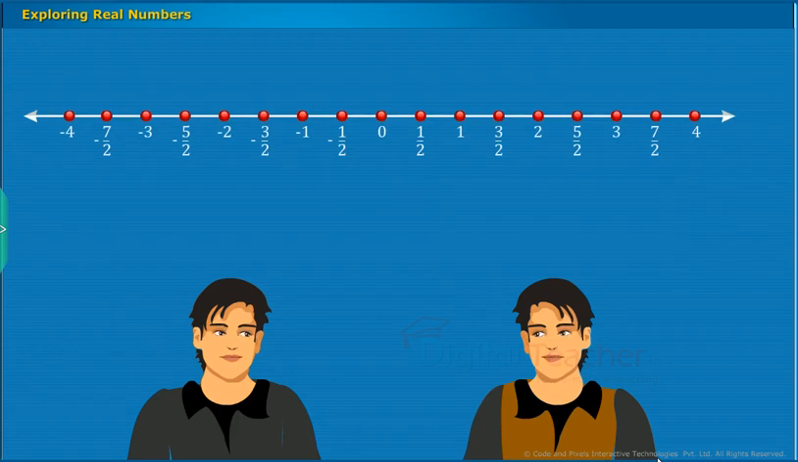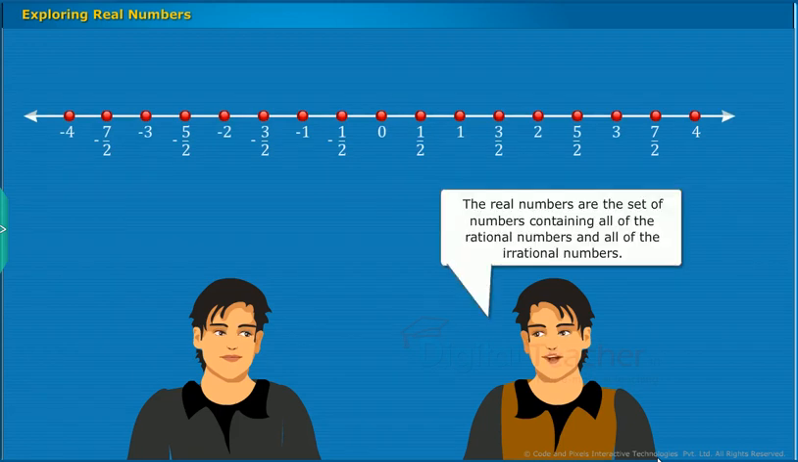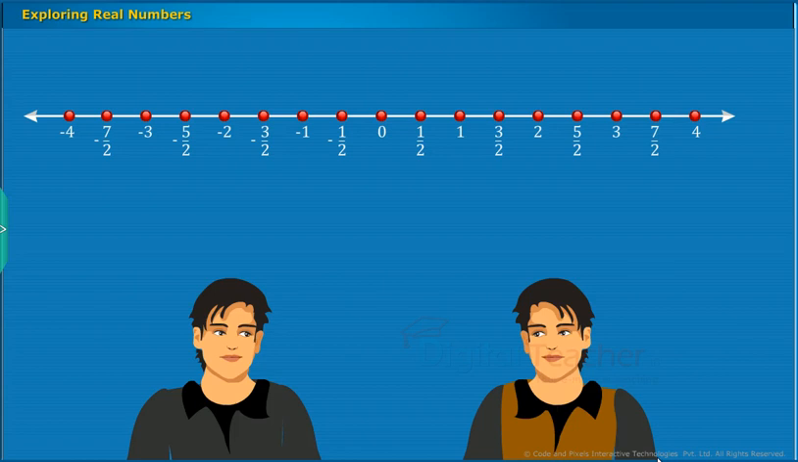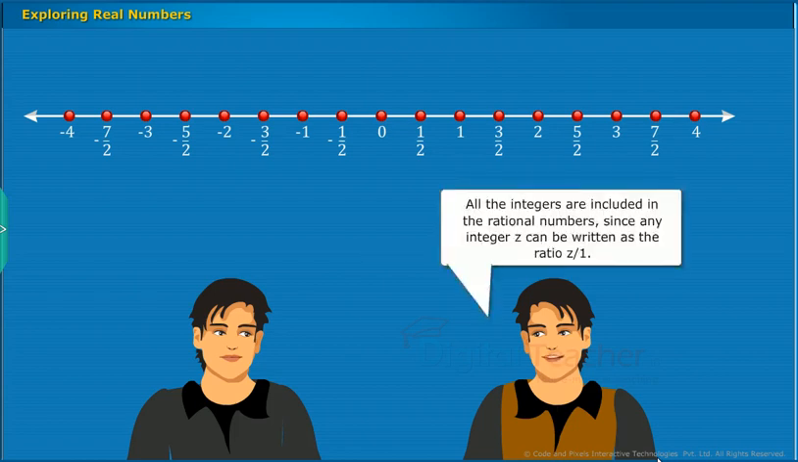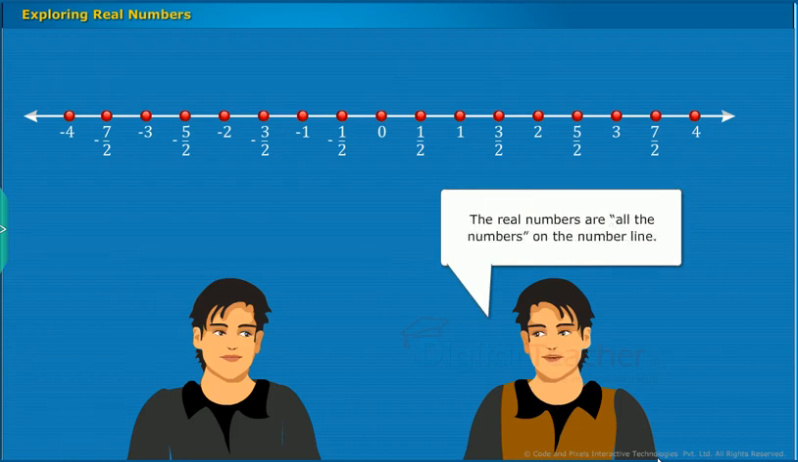Rajesh: The real numbers are the set of numbers containing all of the rational numbers and all of the irrational numbers. All the integers are included in the rational numbers, since any integer z can be written as the ratio z by 1. The real numbers are all the numbers on the number line.